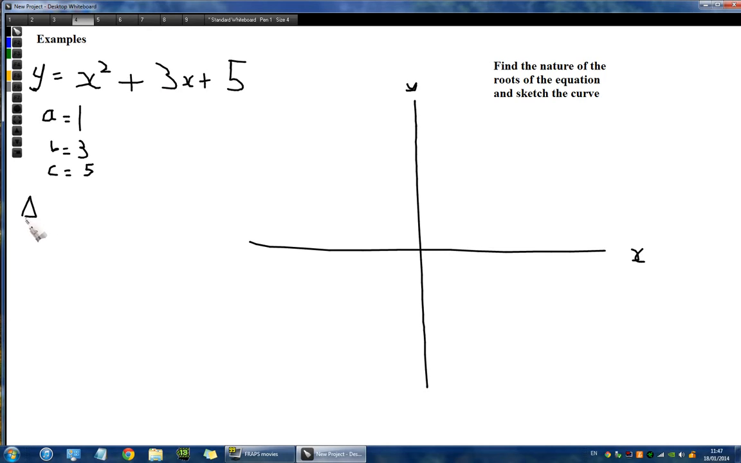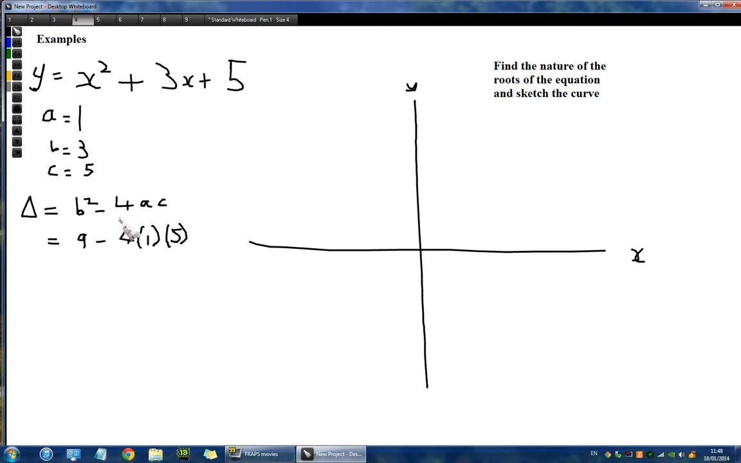Then we work out the discriminant. It's b squared minus 4ac. b squared is 9, 3 times 3 is 9. Minus 4 times 1 times 5. So you evaluate 4ac on its own. The way to go through this is you do b squared, then do 4ac. So don't try and do b squared minus 4 and then times by ac. Follow your rules of BIDMAS.